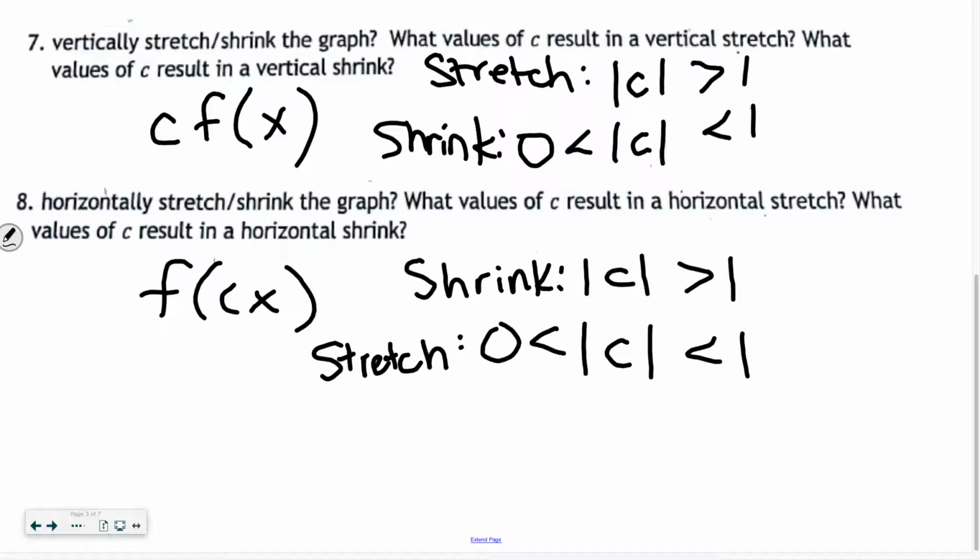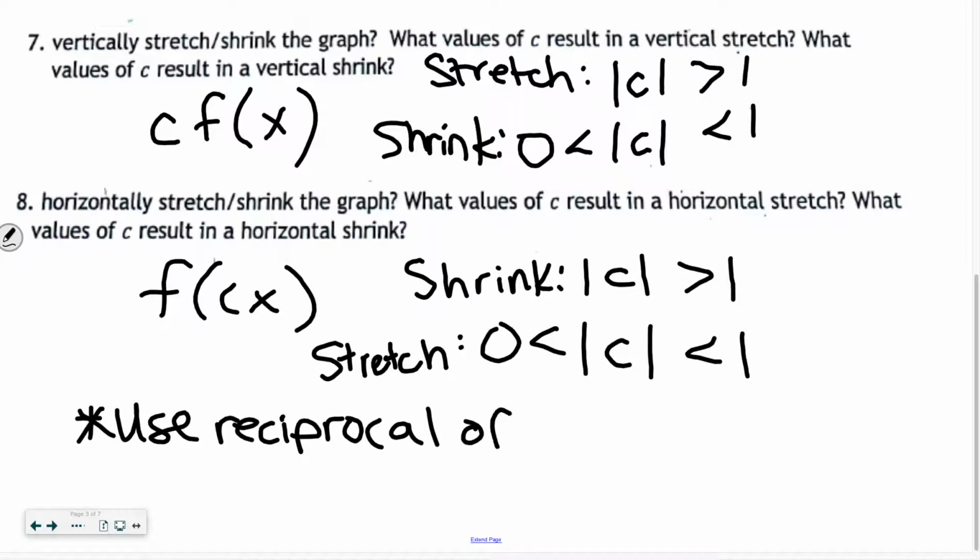Now, there is one little extra thing I'm going to add here in the notes for that horizontal stretch or shrink. If we describe horizontal stretch or shrink, like let's say I said, I want you to take a graph and I want you to horizontally stretch it by a factor of 2. I would still say stretch by a factor of 2. But what's the c value you would use in the function? The 1/2, the reciprocal, okay? So let's make a note to ourselves. Use the reciprocal of stretch or shrink factor, or C.